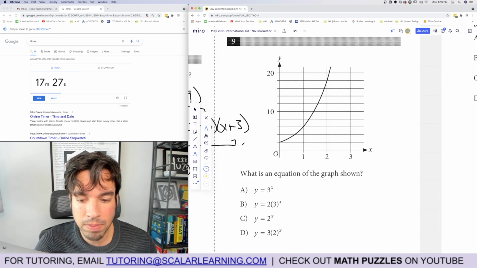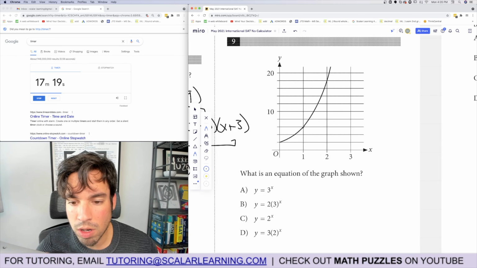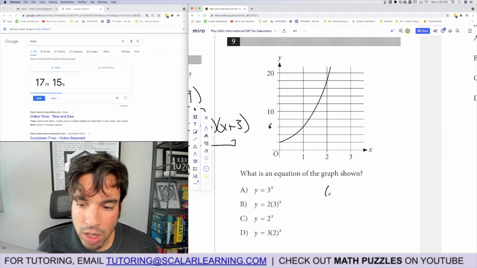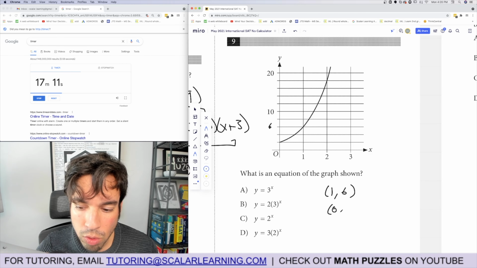Number 9. What is an equation of the graph shown? I know it's exponential. Okay, we're going to plug and chug. So first of all, when x equals 1, we should have 1, 6, and 0, 2. Those are 2 coordinates. That should be more than enough. This gives me 0, 1, you're out.